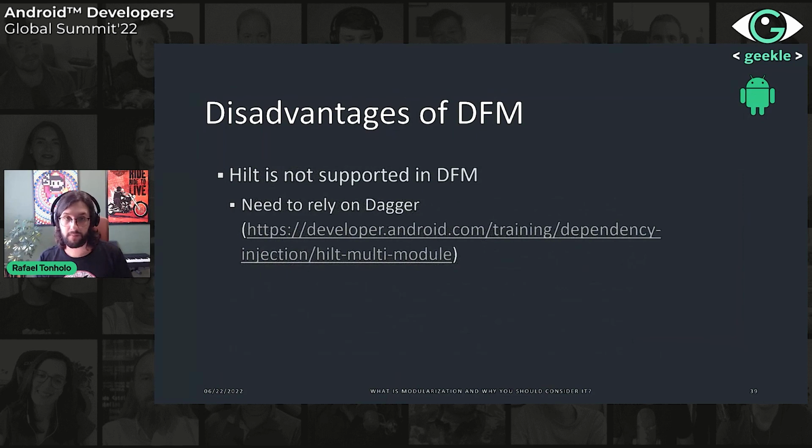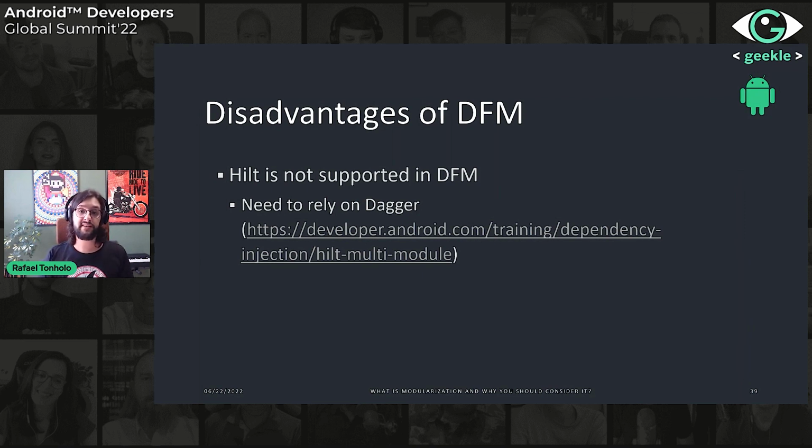And lastly, there is a disadvantage regarding Hilt. Hilt does not support and cannot process annotations under the feature modules. But as Hilt is built on top of Dagger, you can and you must use Dagger to perform the dependency injection in your feature modules.